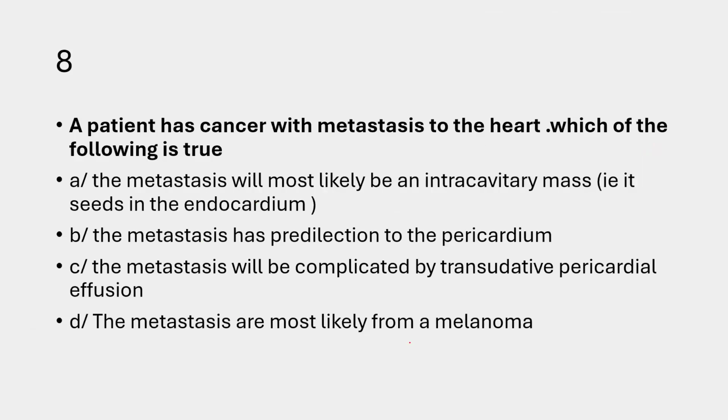A patient has cancer with mets to the heart. Which of the following is true? The mets will most likely be an intracavitary mass, i.e., it seeds in the endocardium. The mets has predilection to the pericardium. The mets will be complicated by transudative pericardial effusion. The mets are most likely from a melanoma. Which one is true?